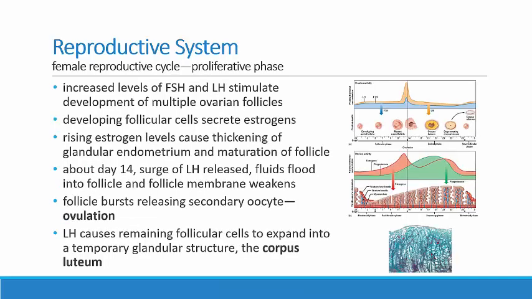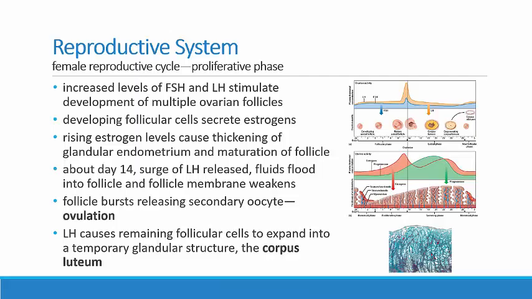And this occurs early in the cycle. So early in the cycle, we see increased levels of follicle-stimulating hormone and luteinizing hormone. And they will stimulate on the ovary the development of multiple ovarian follicles. So we'll see several ovarian follicles, maybe as many as 20, being stimulated to come out of dormancy and to pick up where they left off as primary oocytes.